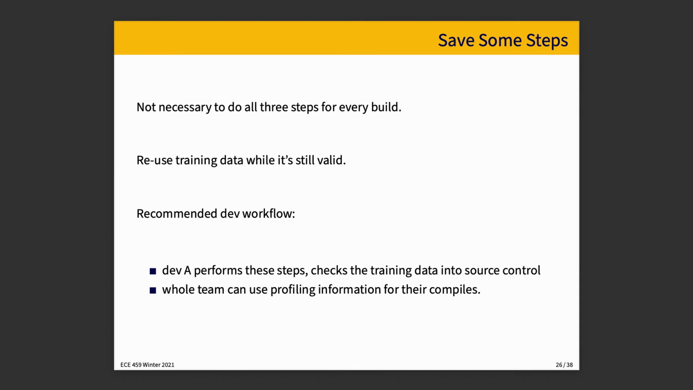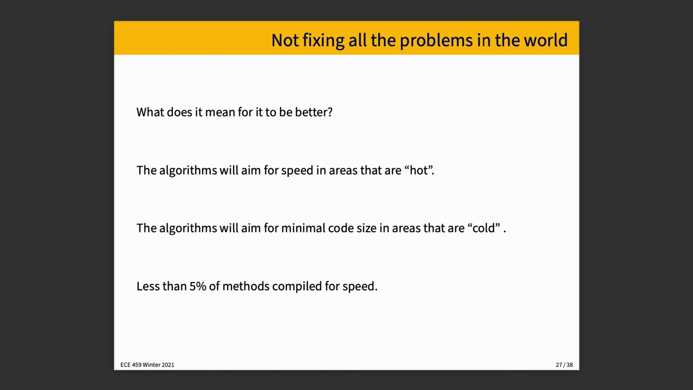It's not necessary to do all steps for every build. You can reuse your training data while it's still valid, so not every tiny change has to trigger new profiling. The recommended workflow is, if you are developer A performing the steps, you check the training data into source control, and then the other members of the team can use that and take advantage of the profiling data that has already been generated, preventing them from having to do it themselves again, right? And when you need to update it, because it's in version control, anybody can update it. That's cool too.